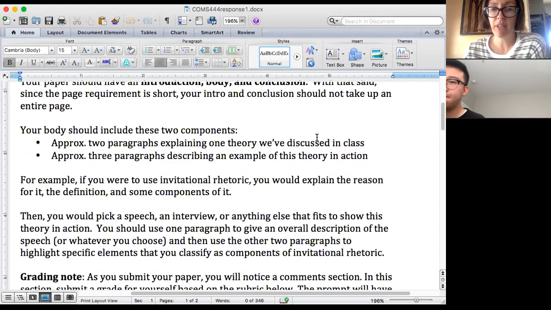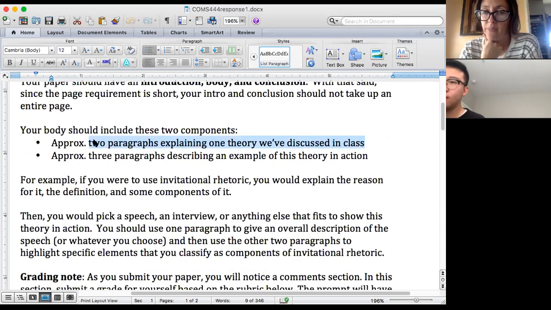For the body section, first of all, you're going to use 2 paragraphs explaining one of the theories that we've discussed. Starting today, we're going to start talking about theories. So you could use the one we talk about today, or the one we'll talk about Thursday, or what we talk about next week too. Before the response paper is due, we have the 3 series discussed, right? Yeah. So pick one of the ones that you feel like you understood the most, or if you aren't able to go to all the discussions online, maybe the one we talked about online is the one that's easiest for you because you know more about it.